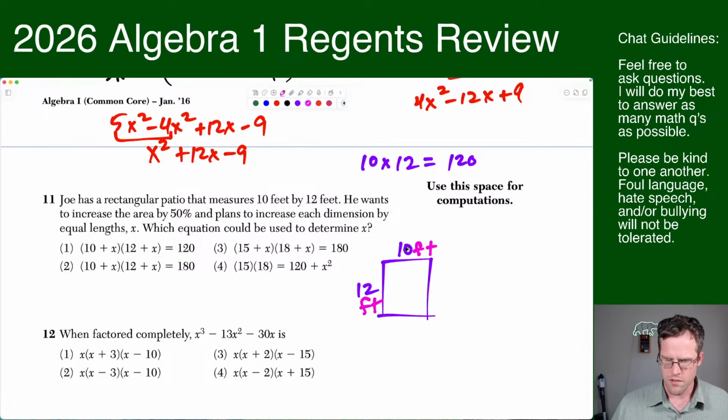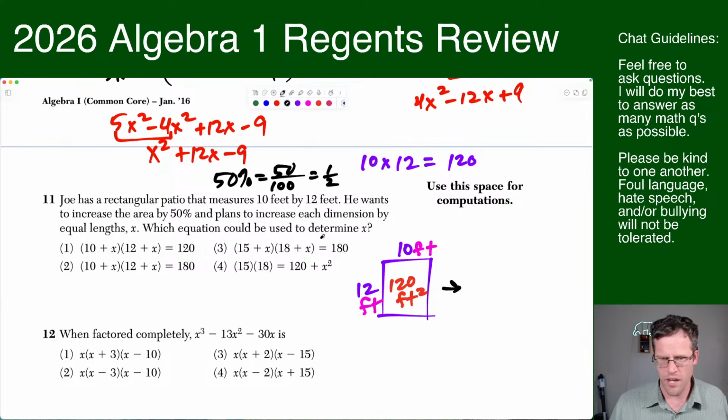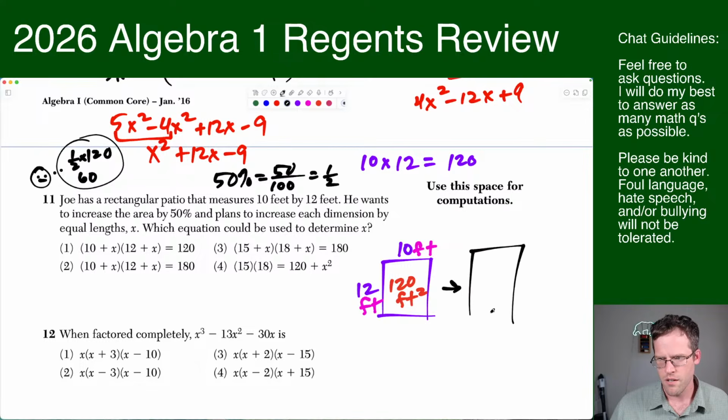So 10 feet, 12 feet, the area is the space on the inside, would be 120 square feet. And his goal is to increase the area by 50%. So 50% is the same thing as 50 over 100, which is a half. So if you take half of 120, the math that I do in my head, half of 120 is 60. So this has to go up by 60. So the new area has to be 180.